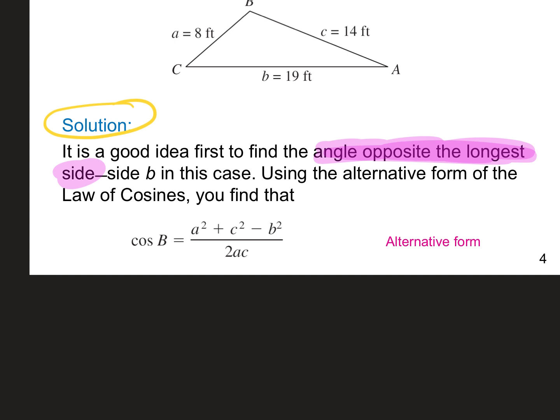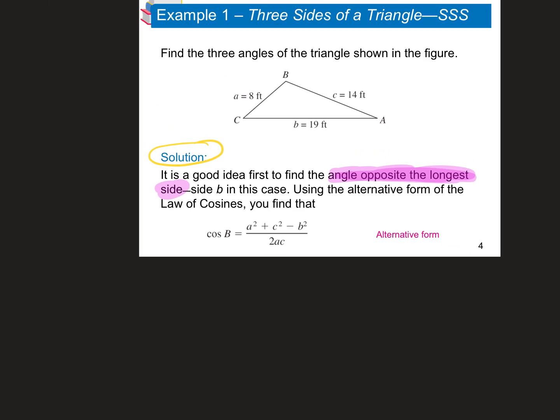What's the smallest side? 8, 14, or 19? 8. The smallest angle is across from the smallest side. So if you don't start with the largest, what will happen is mathematically you throw it into the formula and you will not get that angle A is the smallest. It might end up where it's the middle side, and that doesn't make mathematical sense. So you always, always, always start with the longest side or the biggest angle.